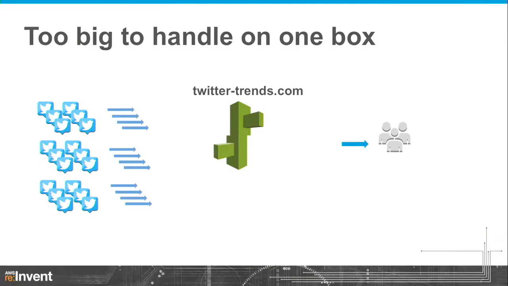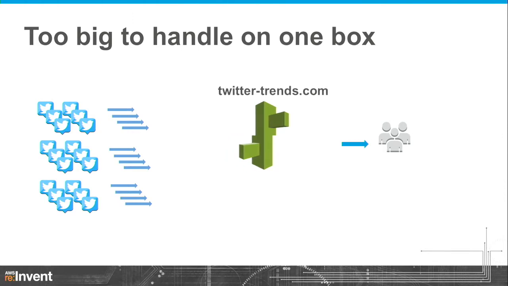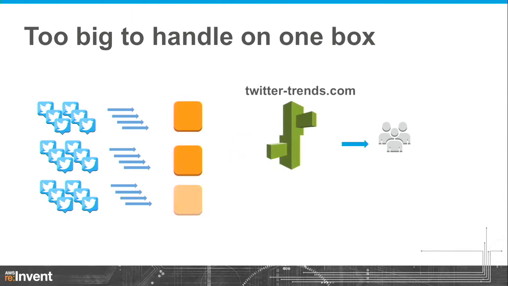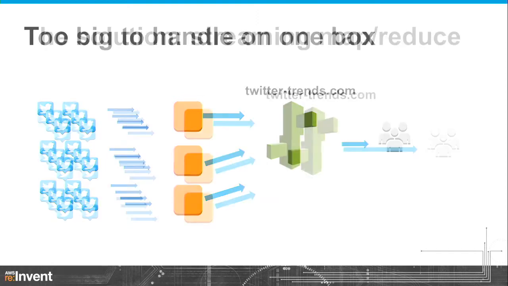The problem is that the data from the Firehose is too big to handle with one box, right? So the challenge we've got is we've got to somehow divide up the work among multiple machines in order to be able to process this stuff in parallel, okay? And so now that data needs to be processed in parallel and then combined and provided to our web server so that it can go out to the client.